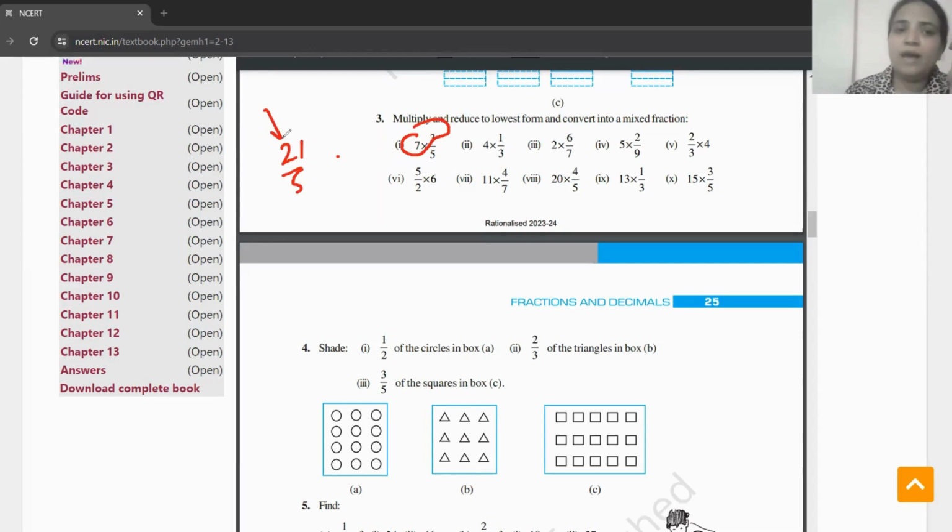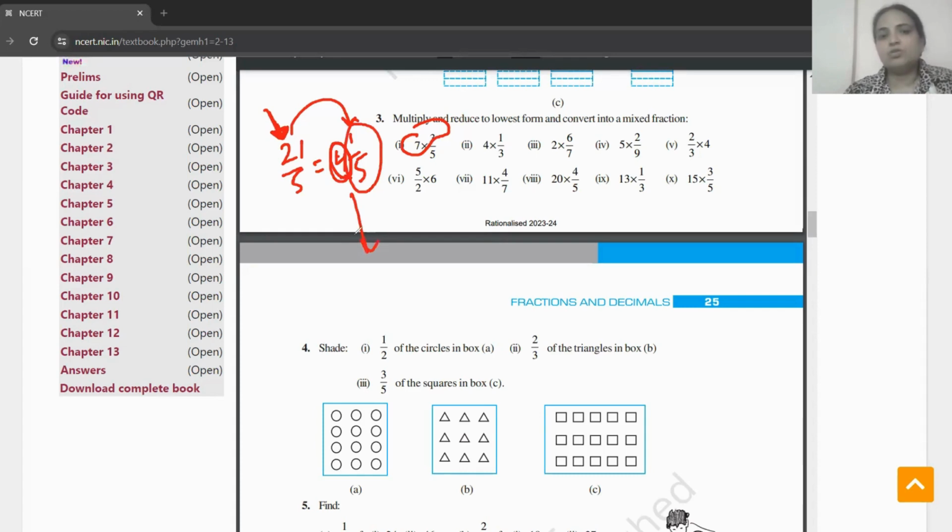The first one is 4 1 by 5. You have changed it into a mixed fraction. Whenever you get an improper fraction, you should always leave your answer as a mixed fraction, because this gives you a better picture of how many wholes you have here. You have 4 wholes and 1 out of 5.